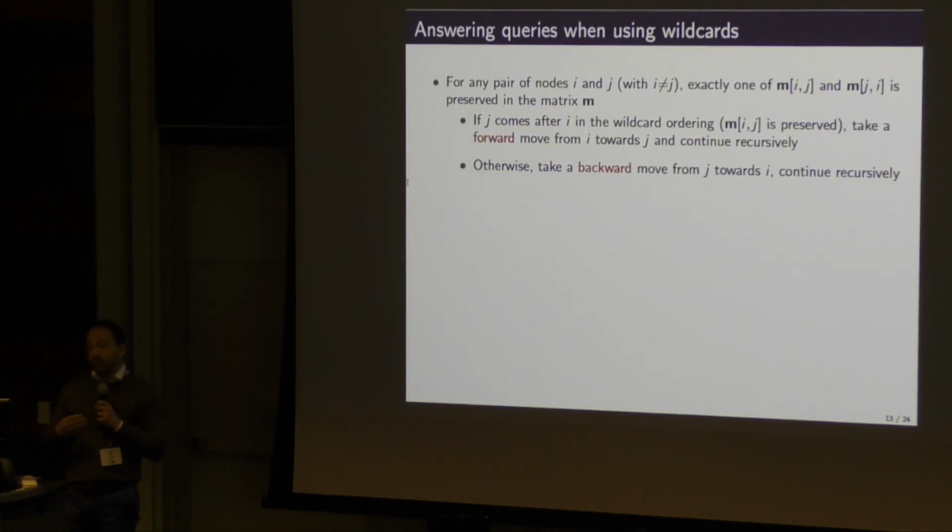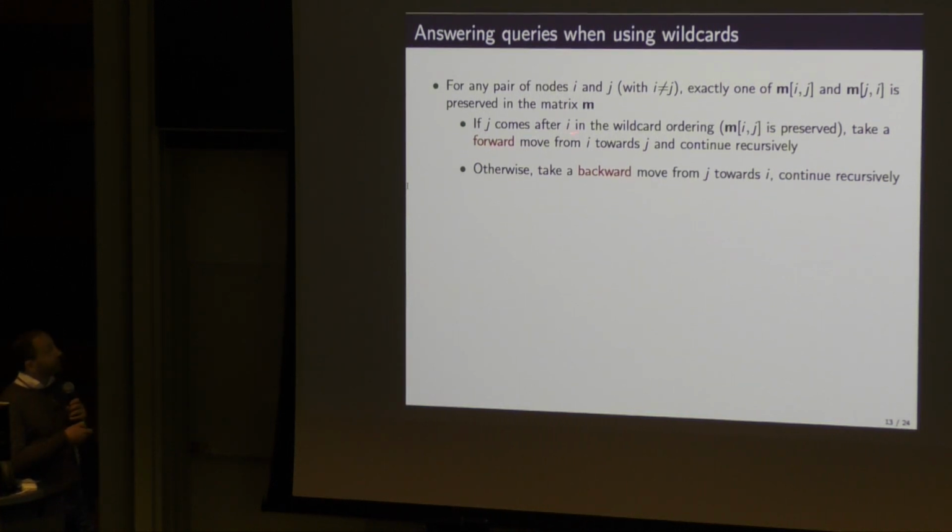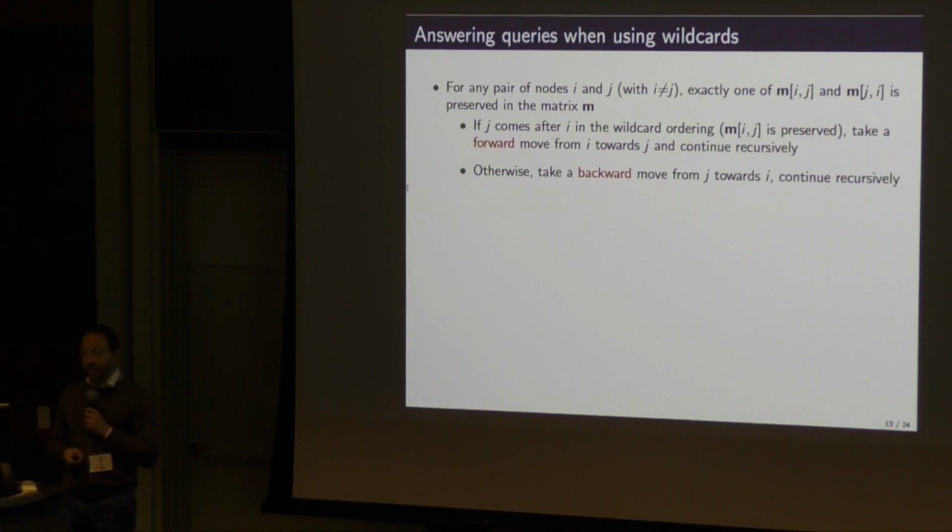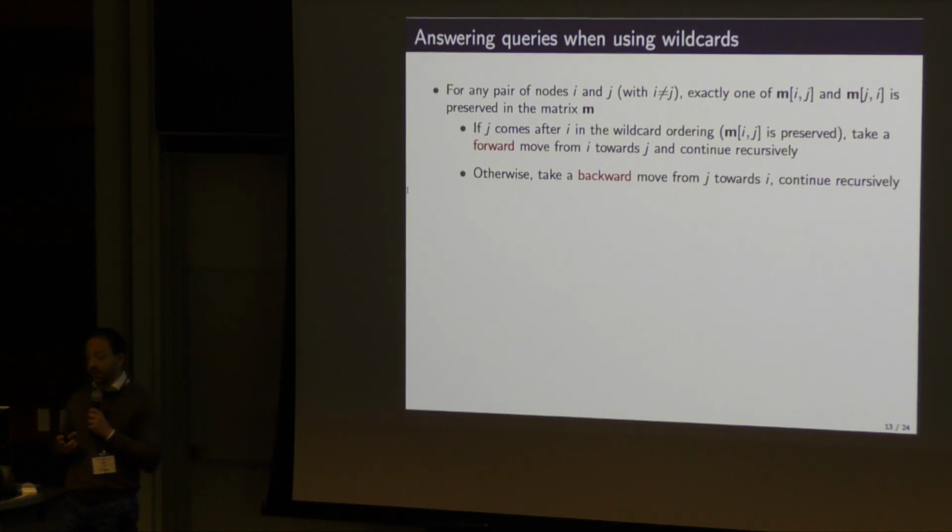YCards remove some information from the first move matrix. However, the information remaining in the matrix is sufficient to reconstruct the optimal path. Indeed, for any pair of nodes i and j, exactly one of the cells ij, ji is preserved in the matrix. The other one is replaced with the YCard.